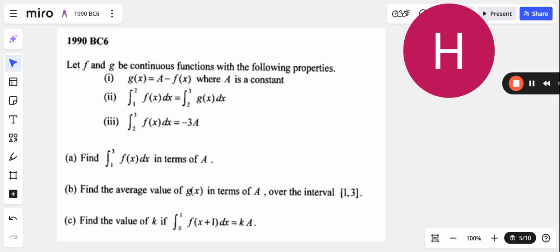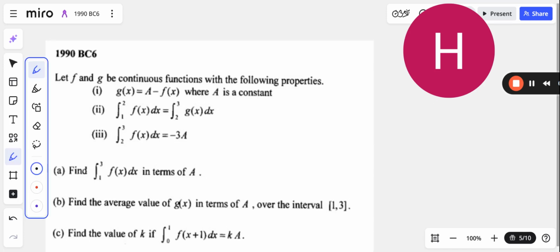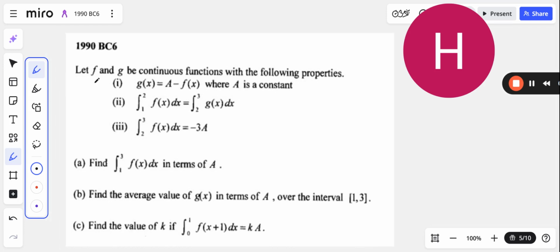And here we have an interesting function, with an almost paradoxical set of conditions. They tell us f and g are continuous functions with the following properties. g of x is some value a minus f of x. So they're closely related, and their derivatives are closely related. a is some constant.